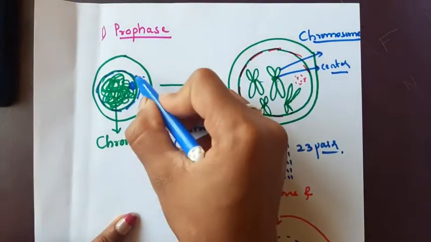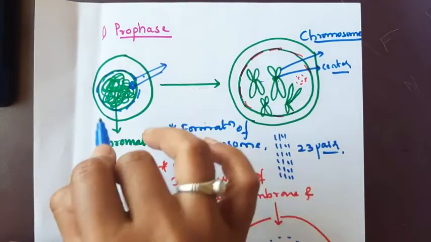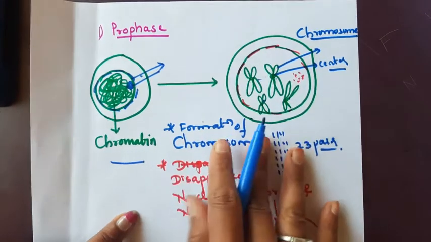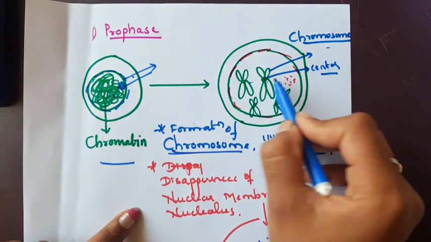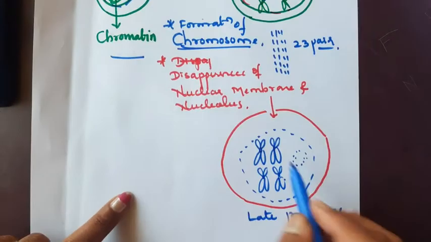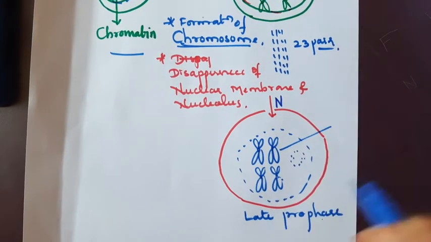Initially you can see a well formed nuclear membrane, a well defined nucleolus, and the genetic material, that is chromatin. At the starting of prophase there is condensation of chromatin material to form a chromosome. Presence of centromere, then the nuclear membrane and the nucleolus are going to disappear, and there is formation of centrioles at the opposite poles. This is one pole, this is the other pole.